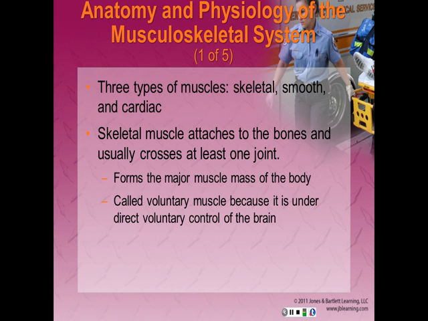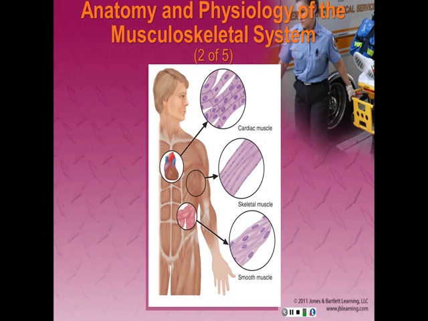Skeletal muscle forms the major muscle mass of the body, and it's called voluntary muscle because it is under the direct voluntary control of your brain, and it responds to commands to move specific body parts. Skeletal muscle is the component of the muscular system that is included in the overall musculoskeletal system.